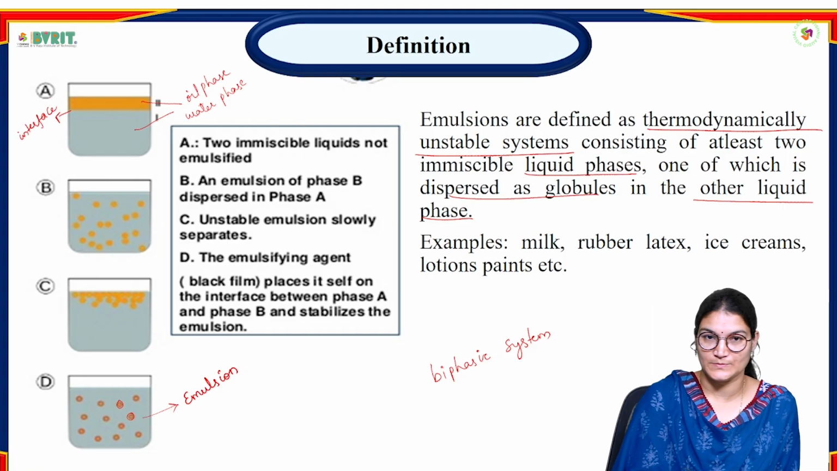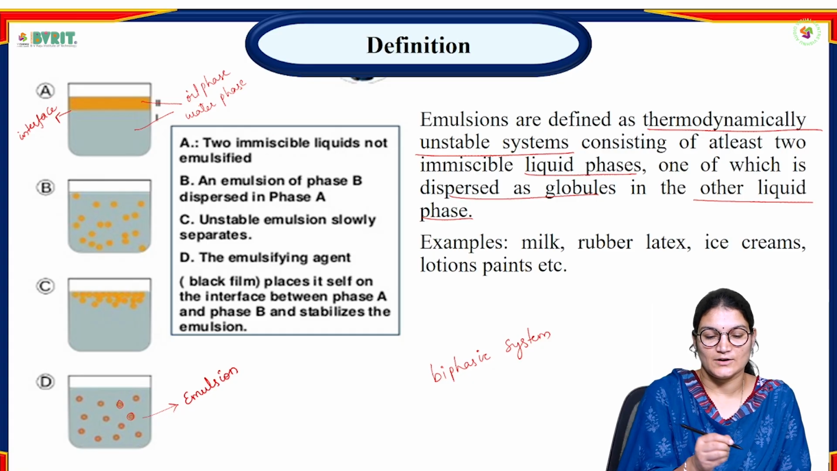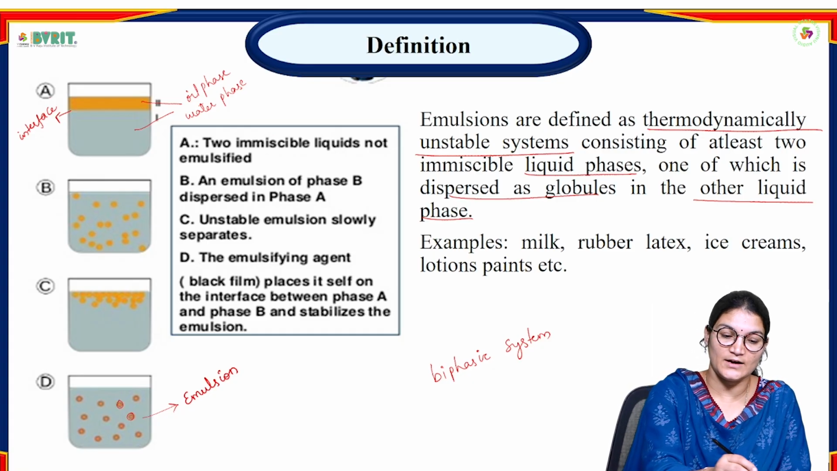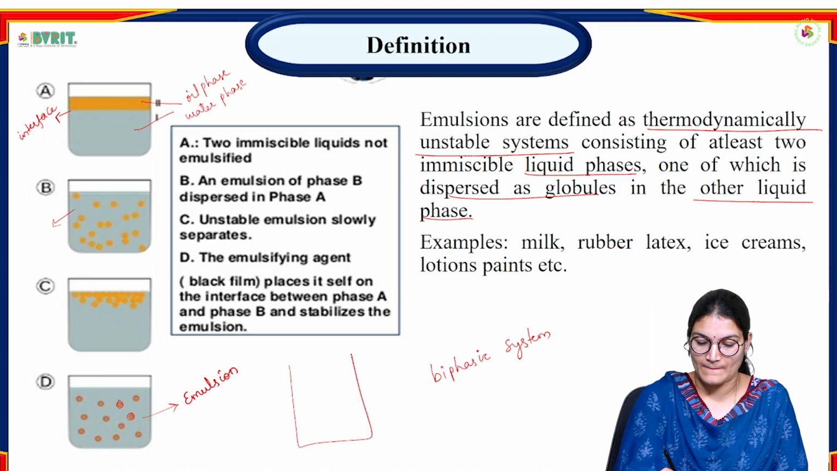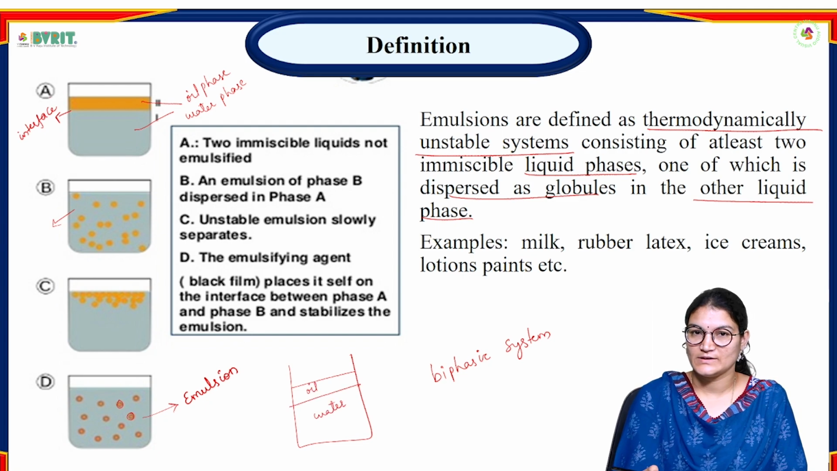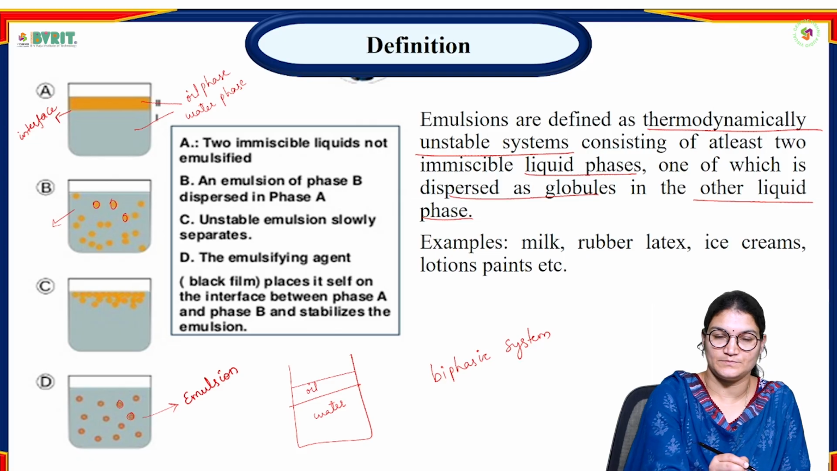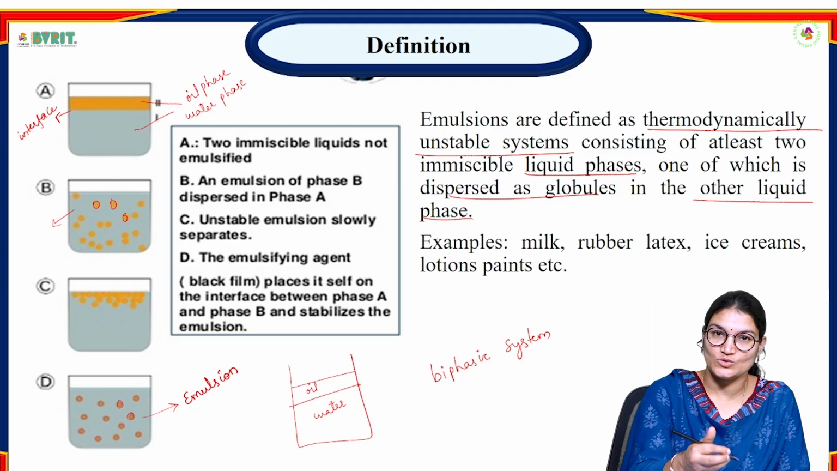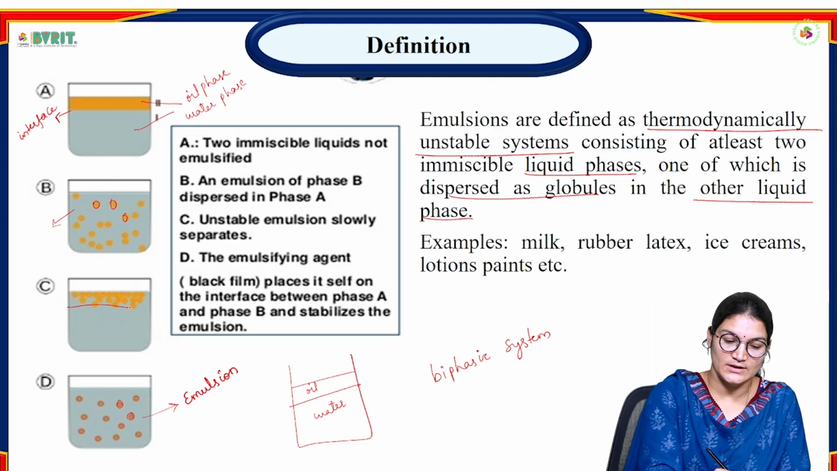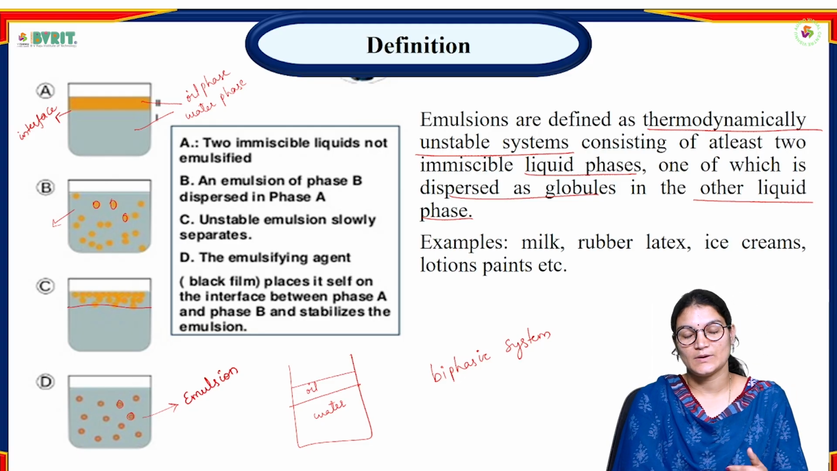And if you see image B, it has globules which are suspended in the other liquid. Globules of one liquid: for example, if you add oil in water and stir it with a spoon or a stirrer, the oil globules are distributed in the water. And if I leave the system for 10 minutes, again the oil tries to separate from the water. Here you can see in image C, the oil tries to separate from the water, and we call it an unstable emulsion.